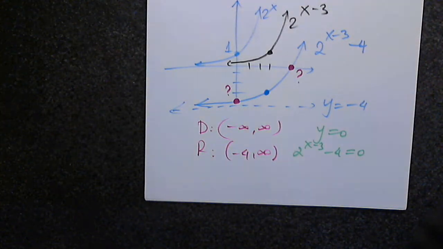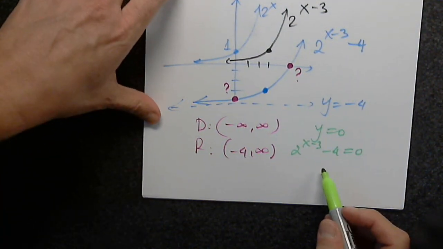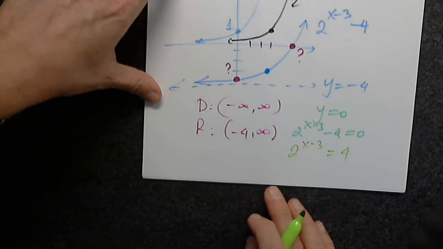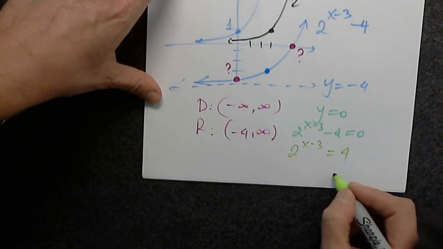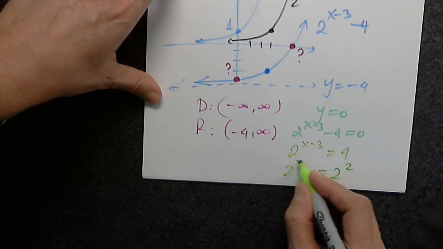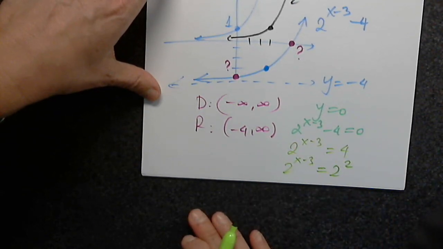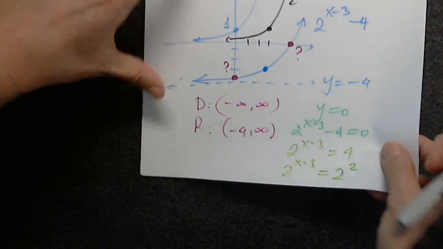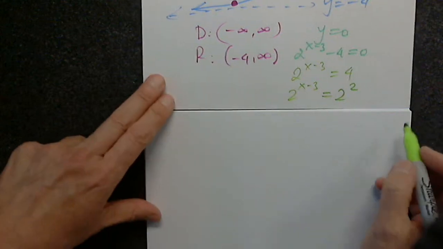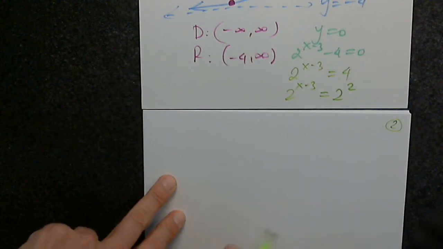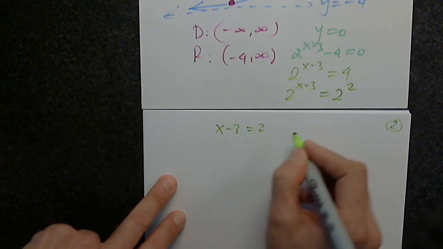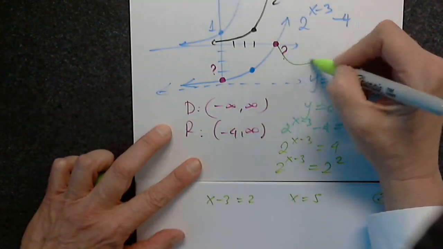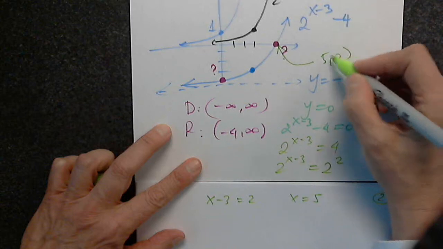Okay. So now I know that this is an exponential equation. So then I have 2 to the x minus 3 equals 4. I change the right-hand side into 2 squared. Since bases are the same, we know this is an easier exponential equation in which x minus 3 equals 2, therefore x equals 5. So I determine this point, which is (5, 0).